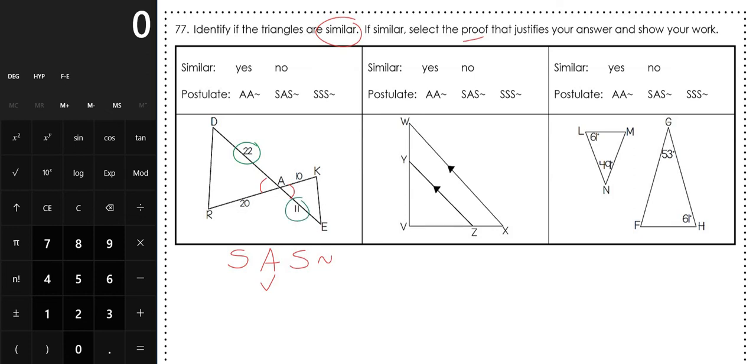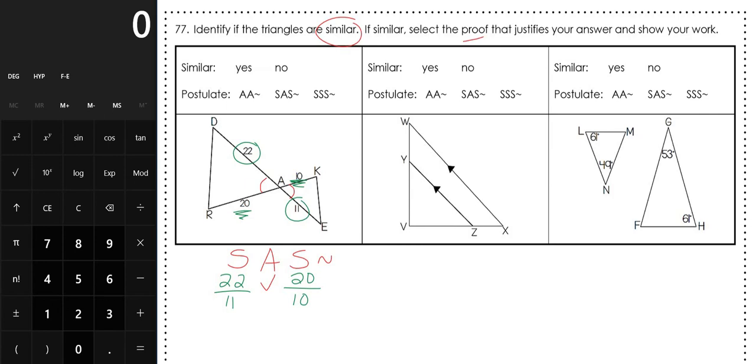So 22 matches up with 11, the same way that 20, which is my shorter side, should match up with 10, which is the shorter side for the other triangle. Let's put these into fractions and see if they're in proportion, if we get the same fraction. So 22 over 11, and then we have 20 over 10.